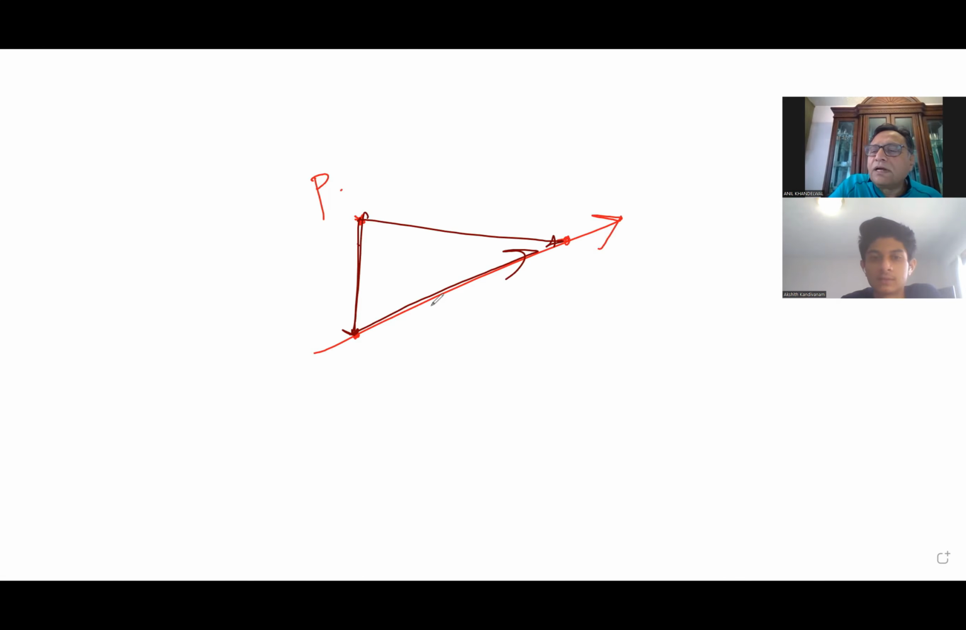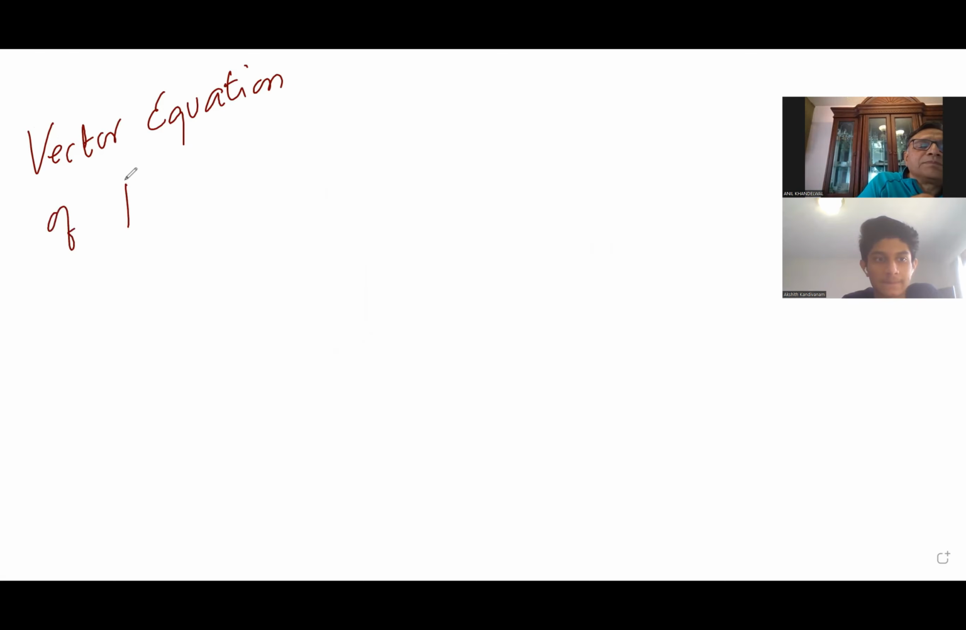So let us now derive an expression to form an equation. We'll first look into the vector equation. Sir, quick question. Even a triangle can be considered a plane, right? With the 3 points? Yes. Right. So, vector equation of plane.